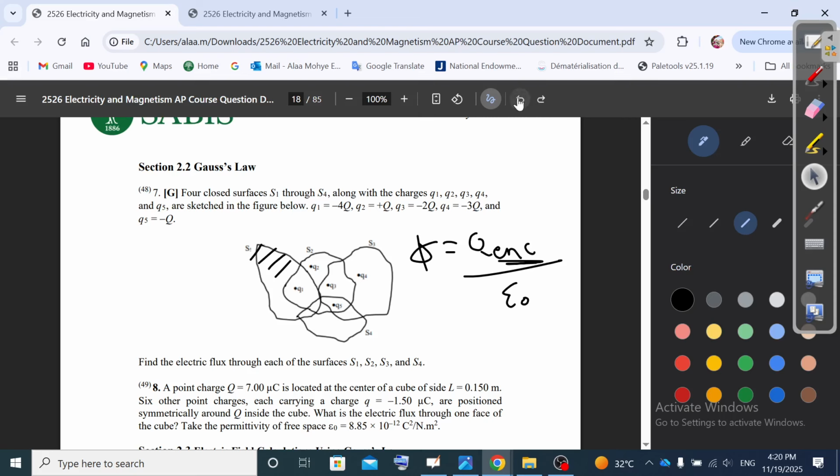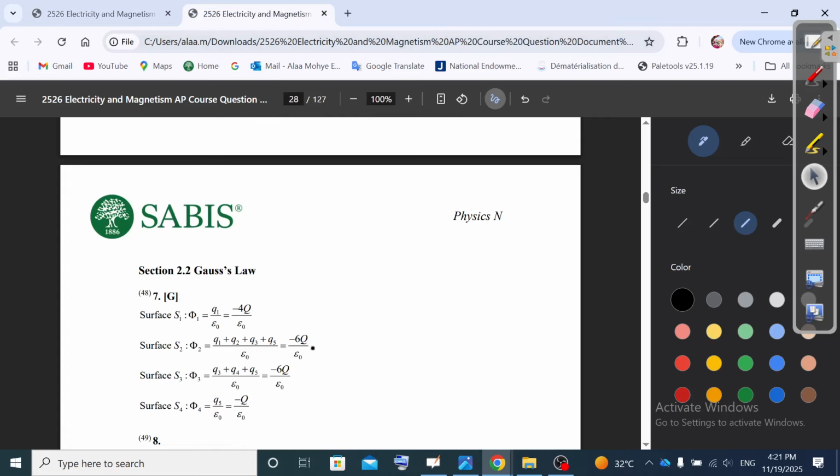Then let's go with the S2. The S2, as you can see, covers 1, 2, 3, 4. So it covers all these charges. So why don't we add them up, find their net, and directly do the Q enclosed over epsilon naught. So it's Q1, minus 4Q, plus Q2, that's minus 3Q. And then Q3, minus 3Q minus 2Q, that's minus 5Q. And then Q5, so it's minus 6Q over your epsilon naught, as you can see below.